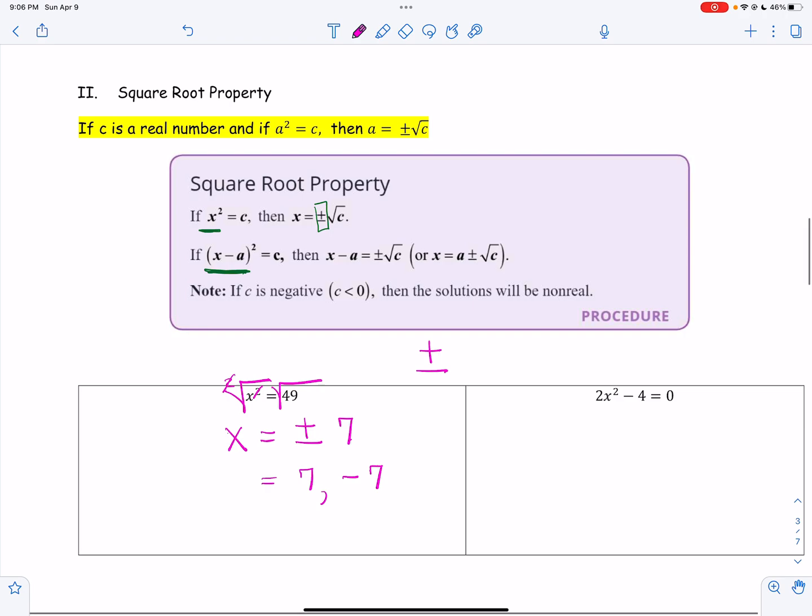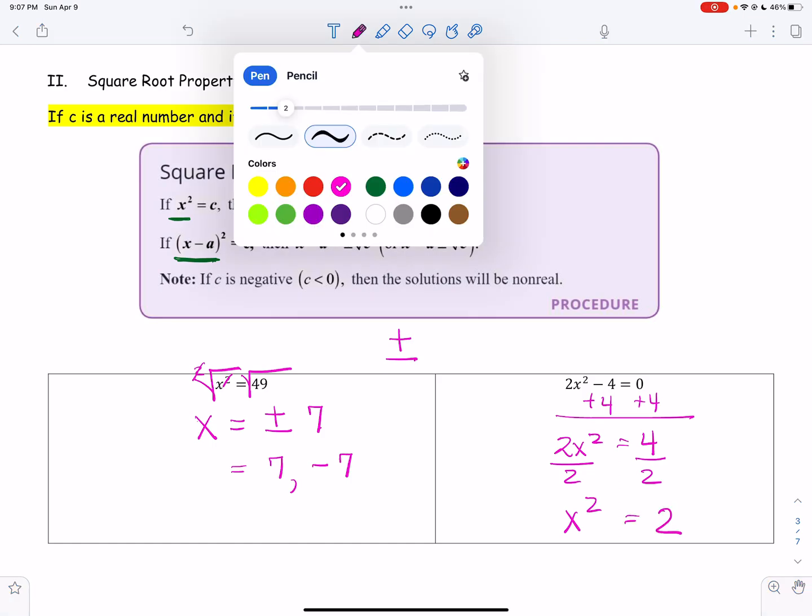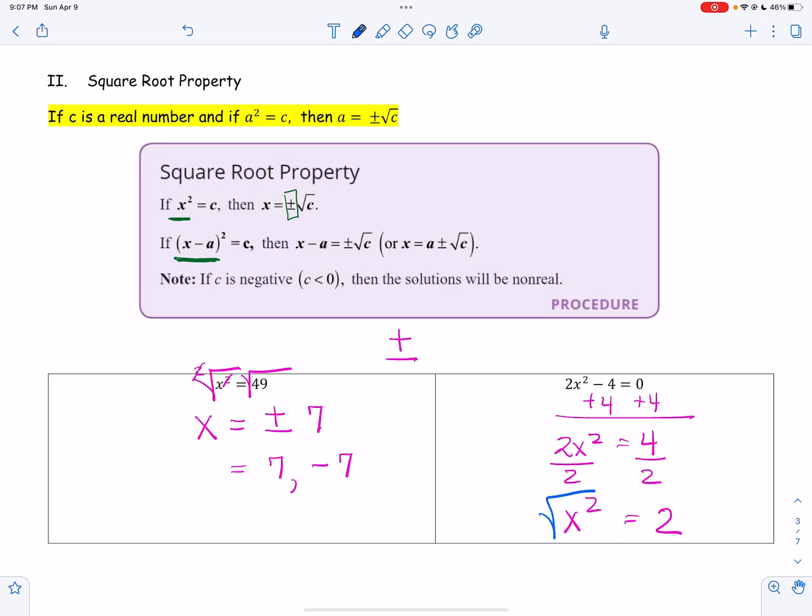But the goal is that you have to have the variable squared isolated by itself on one side before you can use the square root property. So here I must add 4 to both sides. Now I get 2x squared is equal to 4. I still don't have x squared by itself, so I have to divide by 2. And now I get x squared is equal to 2. Once I get that, I can take the square root of both sides.